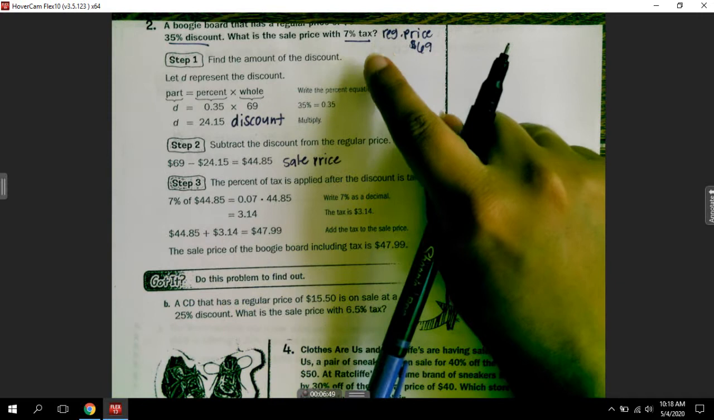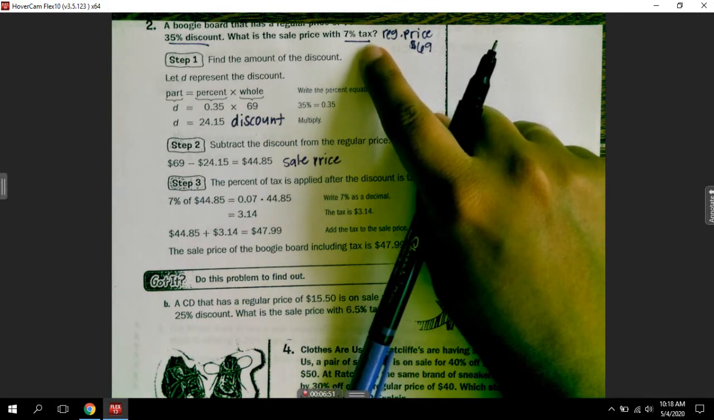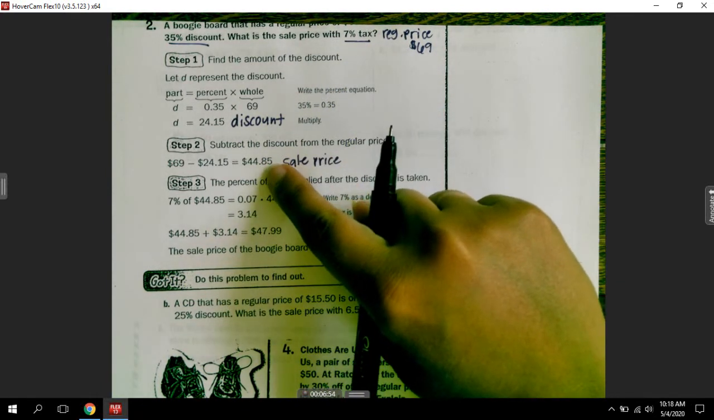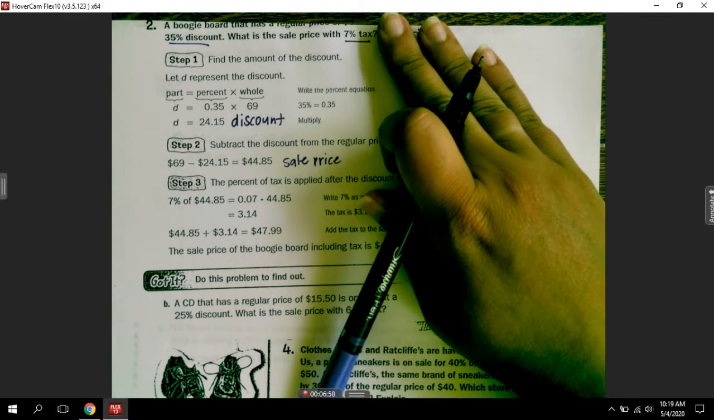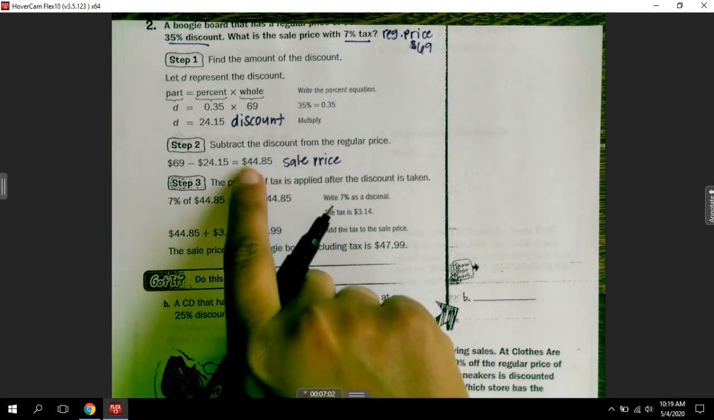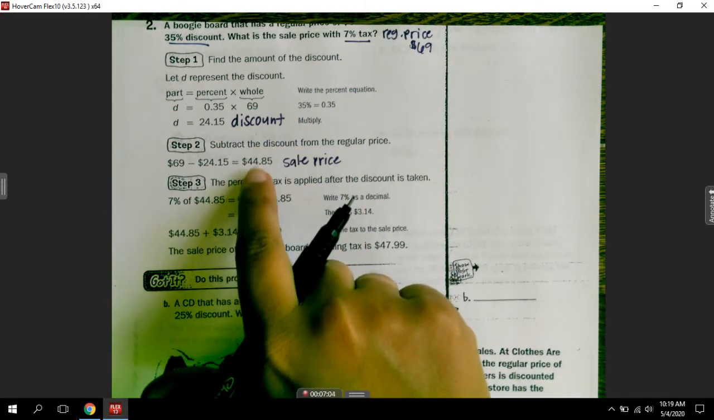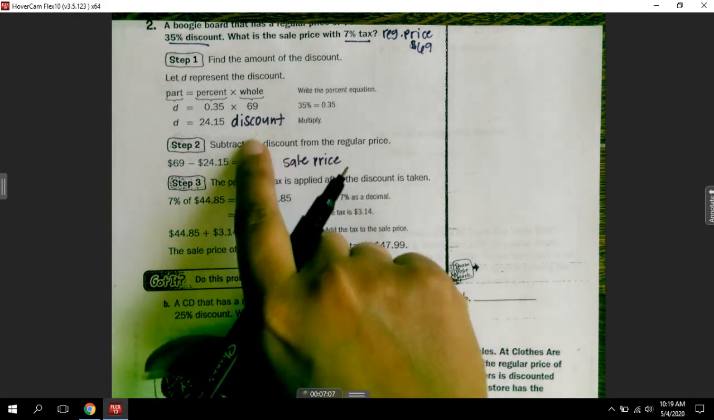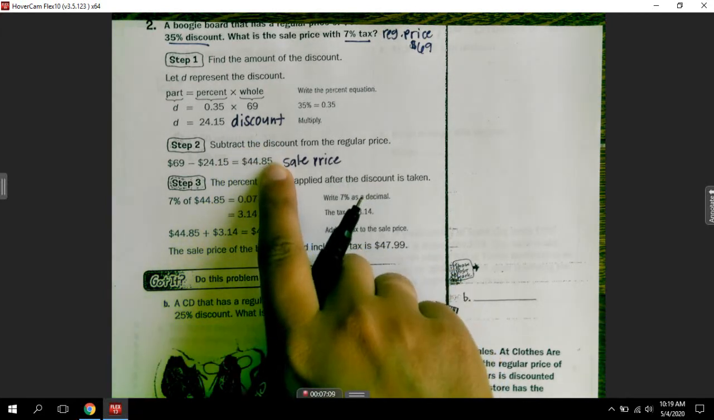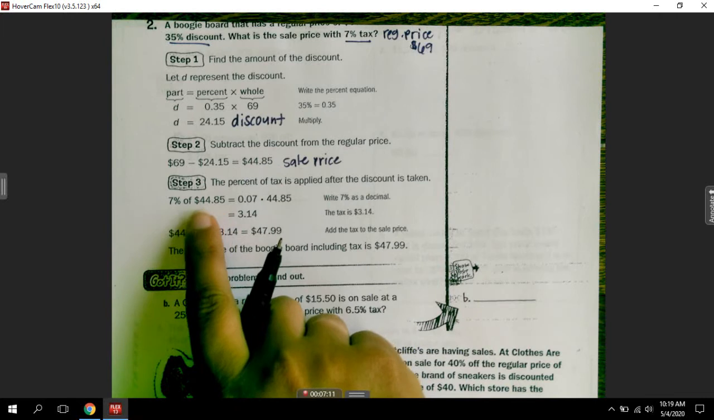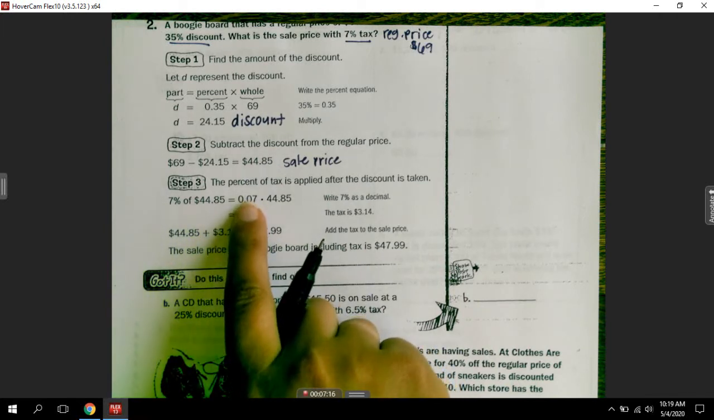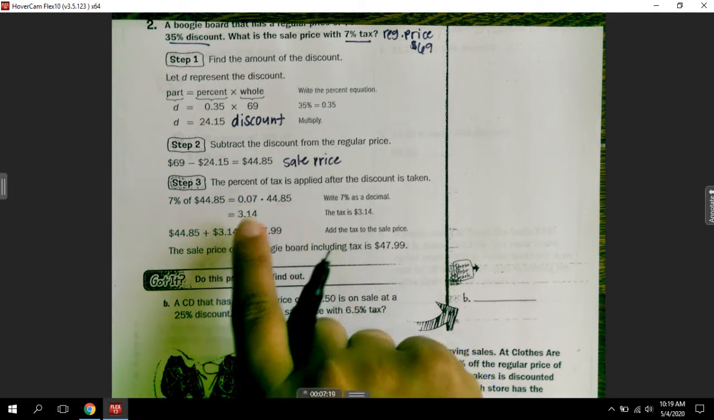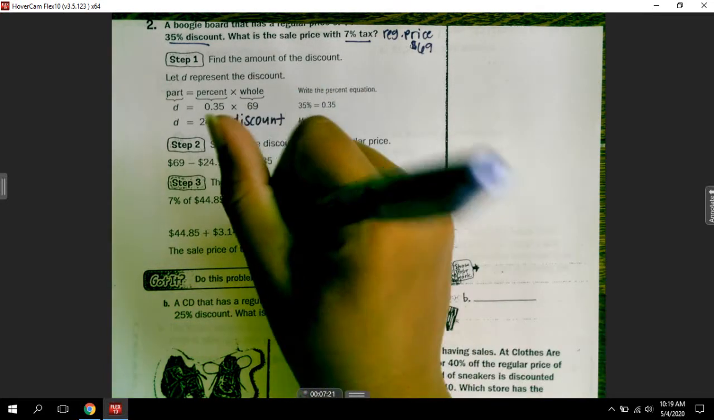Now we have to remember that there is also a 7% tax. So the sale price is $44.85, which means you do not need the regular price of $69 anymore. You're done with that regular price. Your new price is the sale price. So to find the tax, you're finding the tax of the $44.85. The tax is 7%, so you're multiplying 7% times $44.85 and you get $3.14. So this $3.14 is your tax.